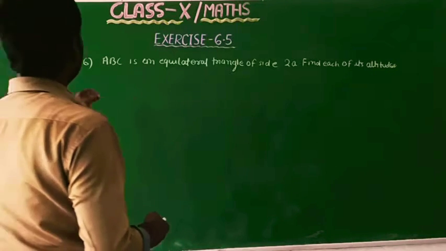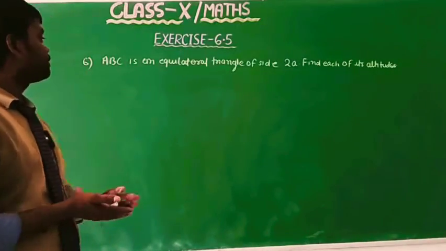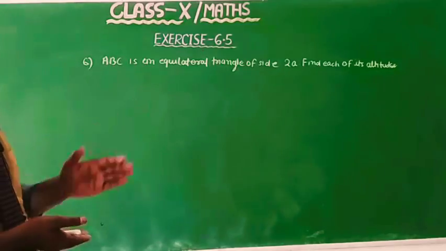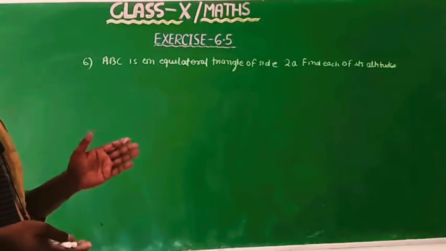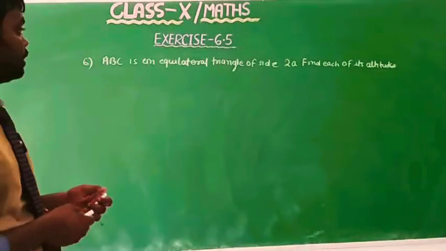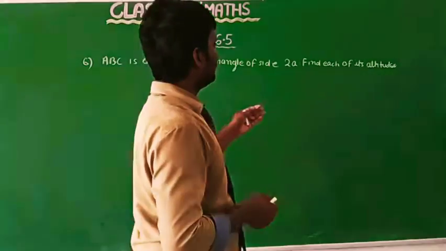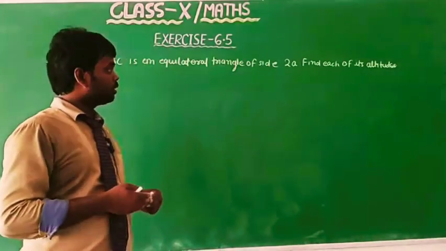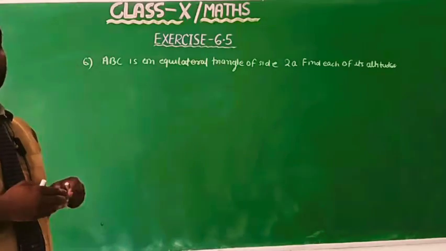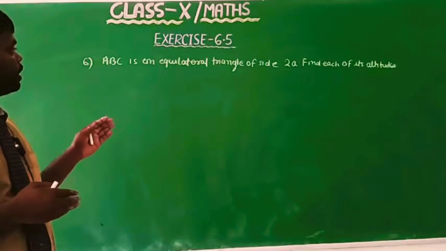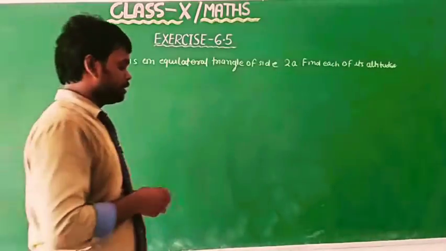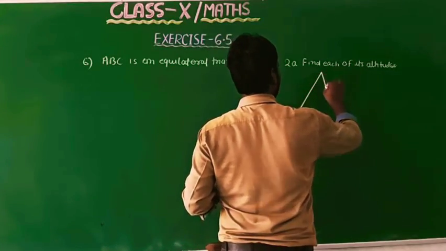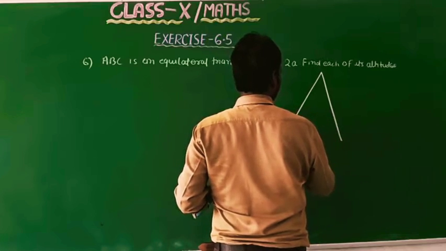Now move to question number 6. ABC is an equilateral triangle of side 2a. Find each of its altitudes. So here we need to find each altitude. First, draw a triangle ABC, an equilateral triangle.